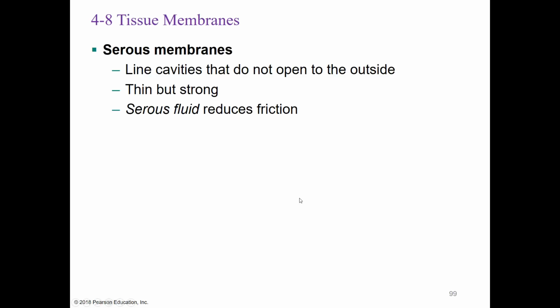Serous membranes line cavities that do not open to the outside. So they're going to be found in sealed internal body cavities. They're thin and they produce fluid to reduce friction. So we call it serous fluid that reduces friction. So this is going to keep all the organs all slippery so that as they move and flex inside, there's no friction.